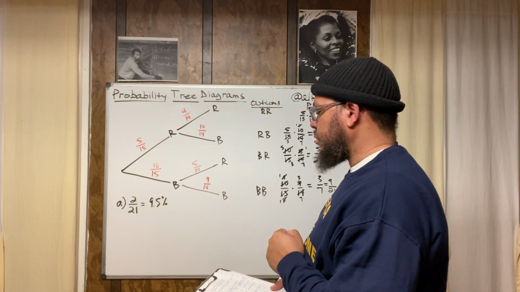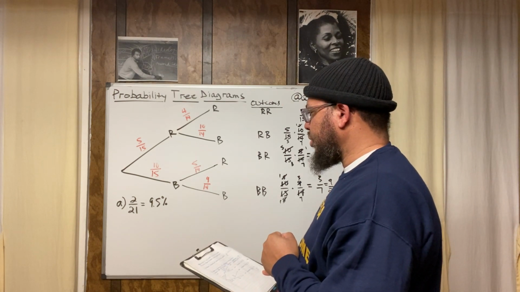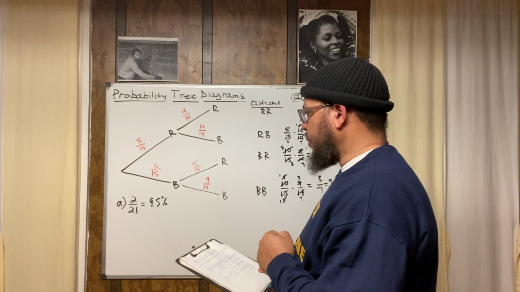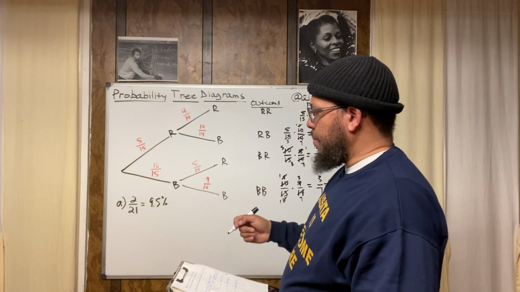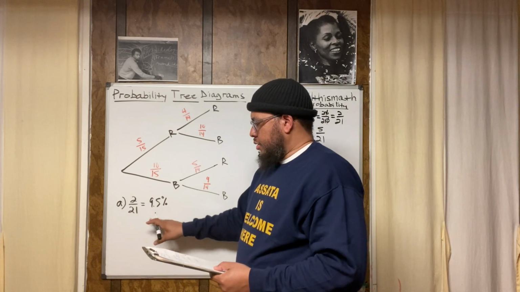Actually, it is. Is it? Am I tripping? Yeah, it's going to be 0.095. 0.095, then we multiply that by 100. It gives us 9.5.